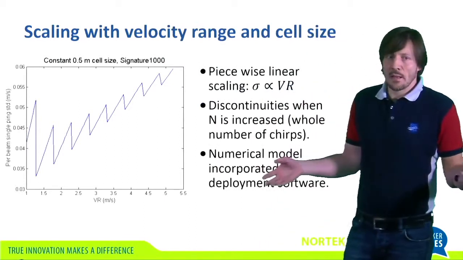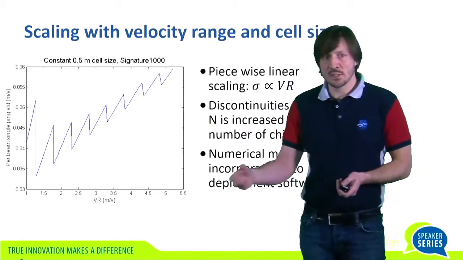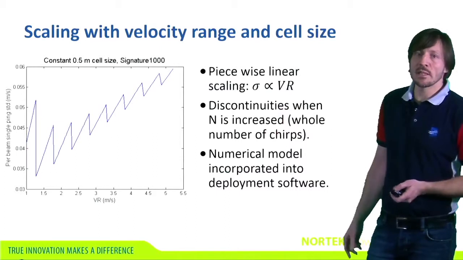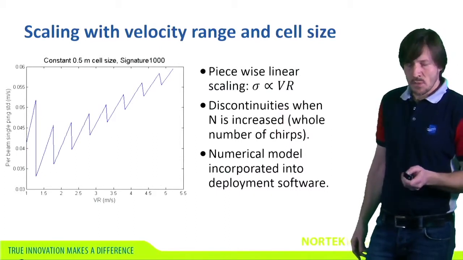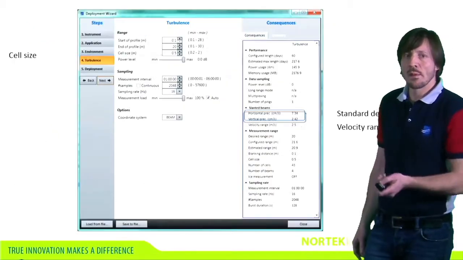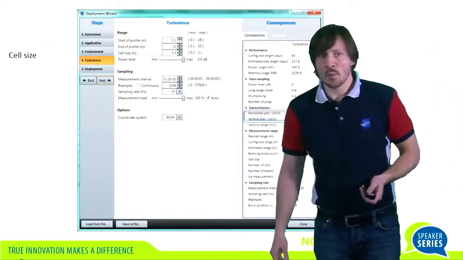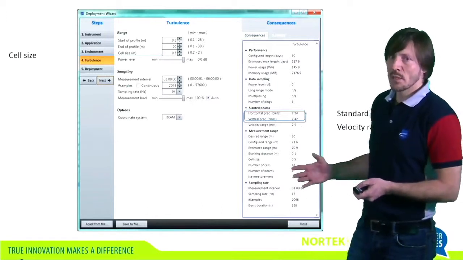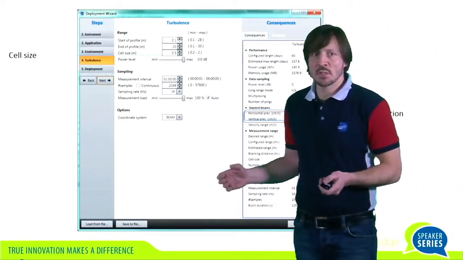So luckily, this isn't something that you have to calculate, because this numerical model has now been incorporated into the deployment software. So we can take a look at that. This is a screenshot from the deployment wizard. This is a setup again for a Signature 1000. We're trying to do turbulence measurements in this case.